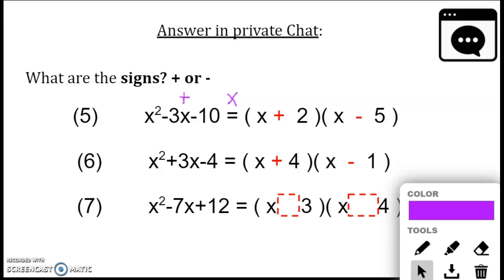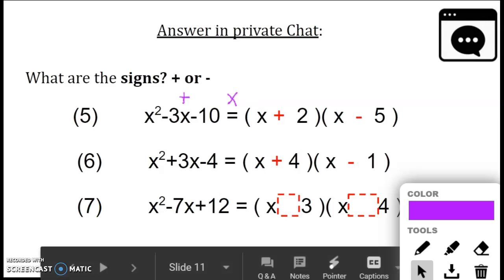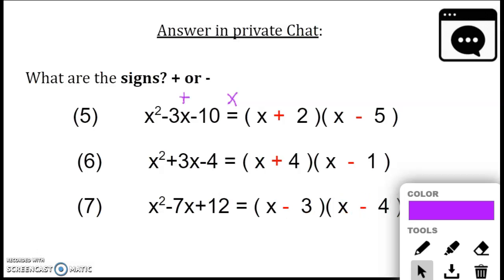Okay, in this problem, the product has to be 12. So we have 3 and 4, but we want the sum to end up negative. That means these two are going to have the same sign, because the only way we're going to get positive 12 as the product is if they are both positive or both negative. But we want the sum to be negative 7, so that means they both have to be negative.